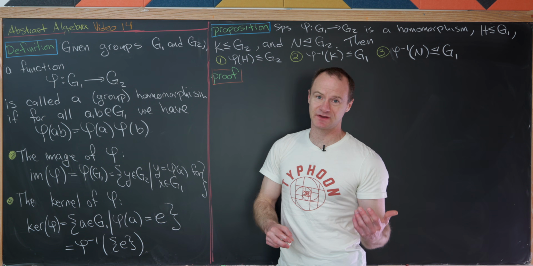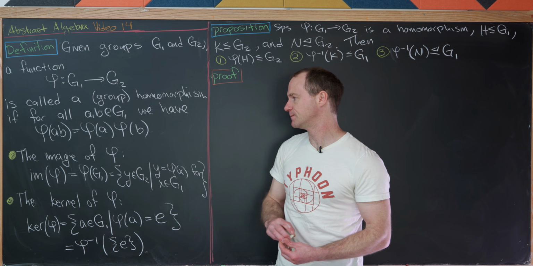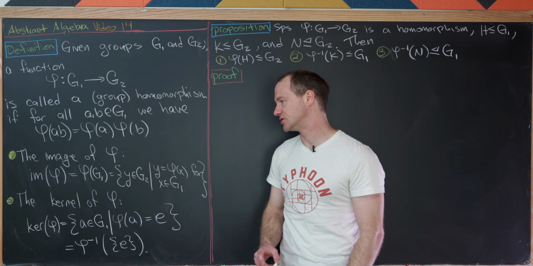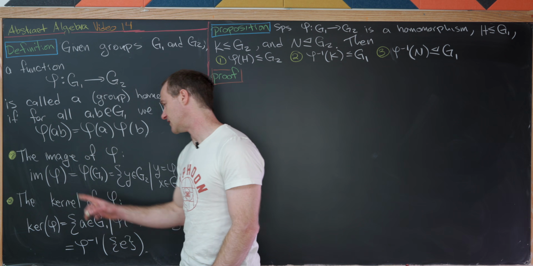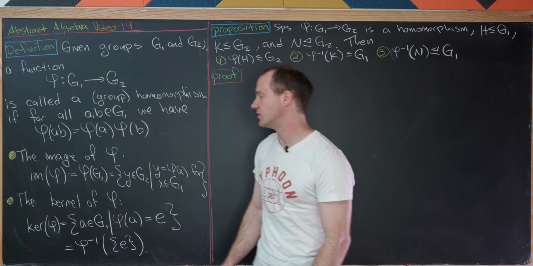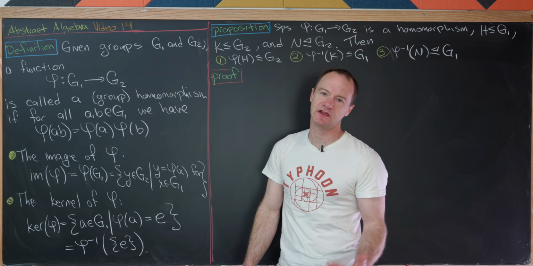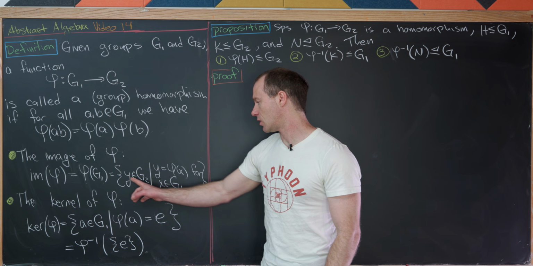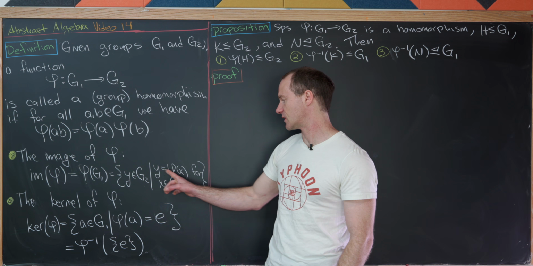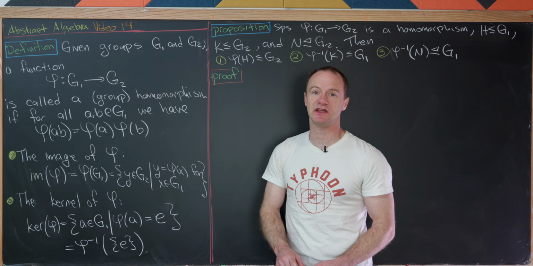Now there are some important subsets associated to a homomorphism. The first one is called the image. So the image of phi, well, that's just equal to the image of the whole set G1 under the map phi. That's really just the range of phi if you think of it like a function. So it's all y in G2 such that y equals phi of x for some x in G1.